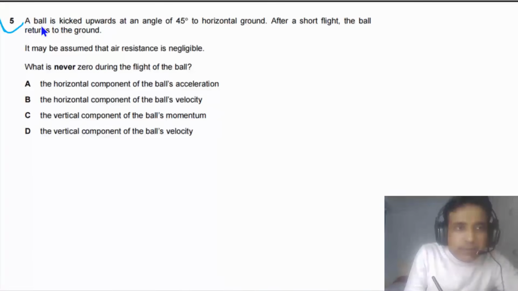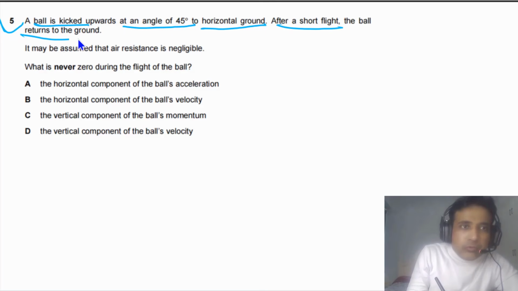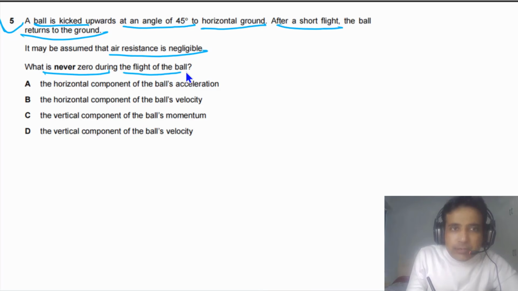Question number 5 says a ball is kicked upwards at an angle of 45 degrees to the horizontal ground. After a short flight, the ball returns to the ground. It may be assumed that air resistance is negligible. What is never zero during the flight of the ball?